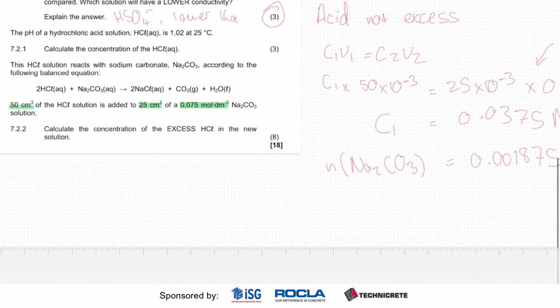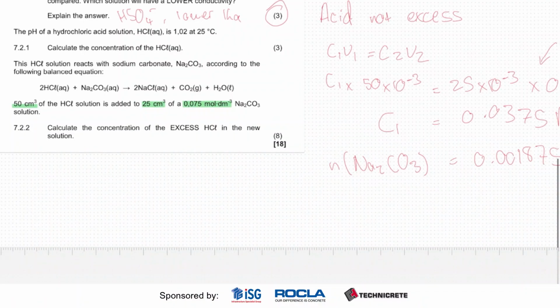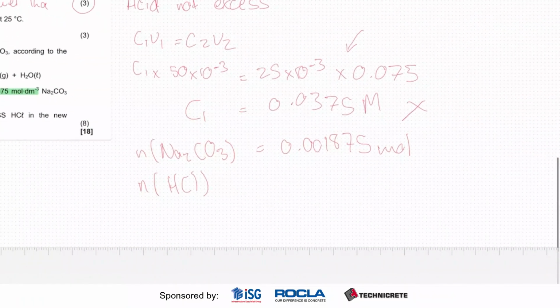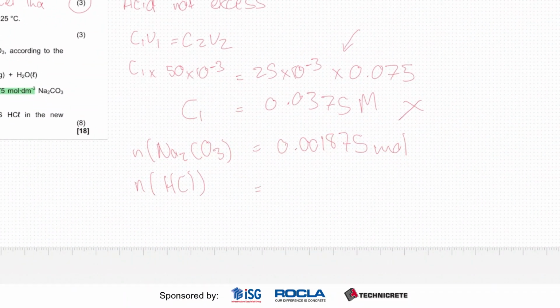I see. I was getting it wrong. Okay, because it's 2 is to 1. That's why you can't use this formula, because their stoichiometries are different. So then you'd say, okay, the moles of HCl are basically double that of this. So basically that times 2.